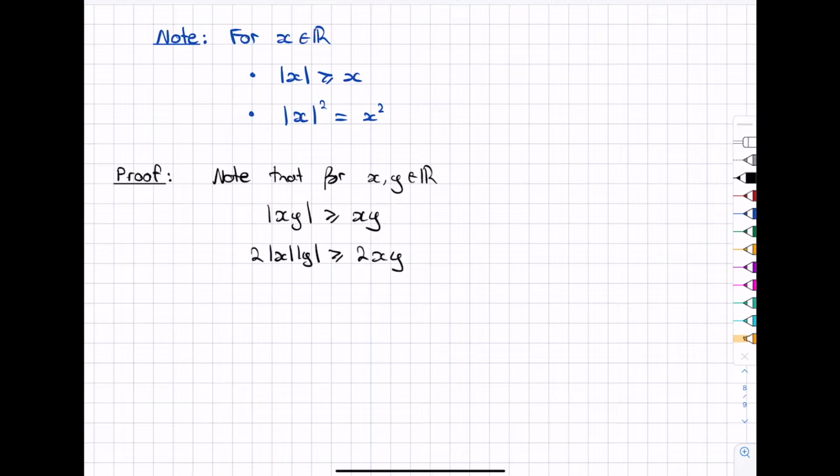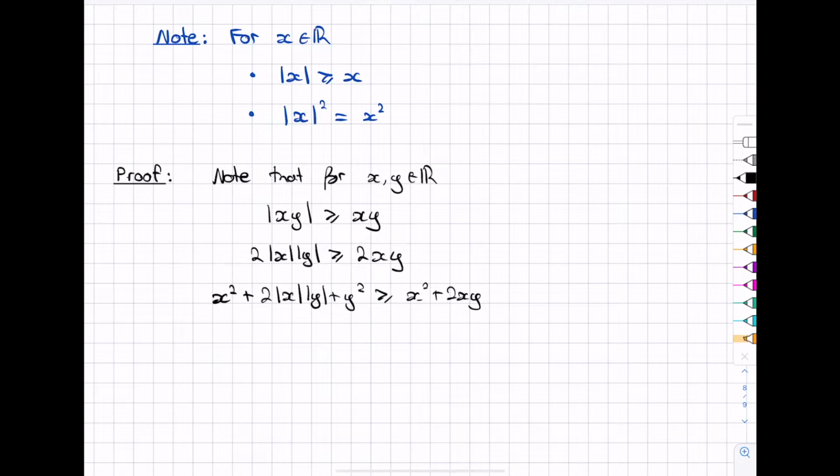Now I'm going to strategically add something to both sides. The same thing to both sides, so we're not altering anything with the inequality. And you'll see why this becomes a very useful thing to add. I'm going to add x squared plus y squared. And you might already see why that's useful. The reason I'm adding x squared plus y squared is because I'm going to try to turn both sides into a perfect square.